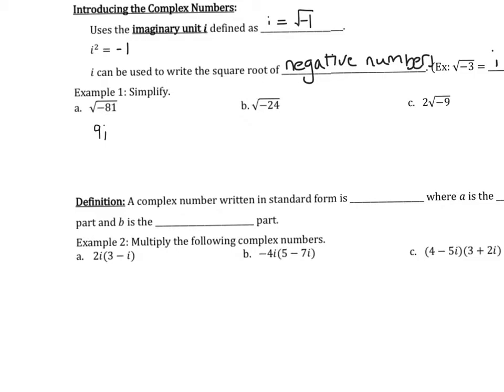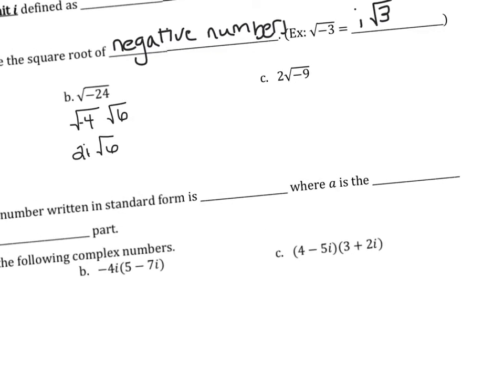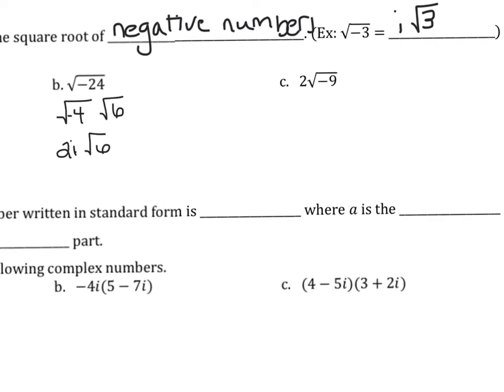Square root of negative 24. 24 is not a perfect square, so we're going to have to do something else with it. So we're going to go back to what we learned in lesson 1. What perfect square goes into 24? Well, 4 does. So I can rewrite this as 4 times 6. But since 24 is negative, I have to make one of those numbers negative. I always put it with my perfect square. Square root of negative 4 is 2i. And that square root of 6 gets stuck as a radical. I can't simplify the square root of 6 anymore because 6 is not divisible by any perfect square. So that is my final answer.